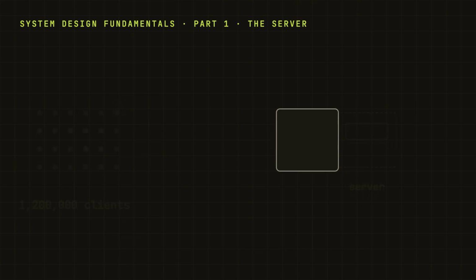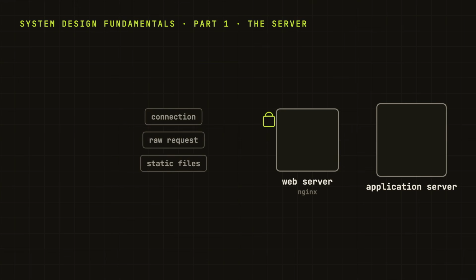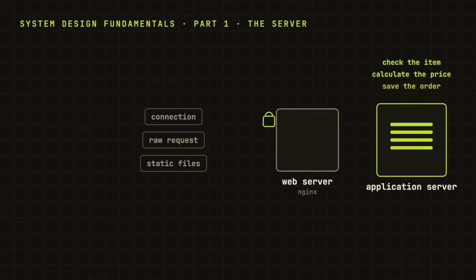Now, inside the server is usually not one thing, it is two, and the interviews sometimes check this. There is a web server, software like Nginx, and its job is to receive the raw request, handle the connection, and serve simple files quickly. And behind it, there is an application server, which is where your actual code runs, your business logic. So, when the request comes in for place an order, the web server receives it and passes it to the application server, which runs the real logic. Check the item, calculate the price, save the order.